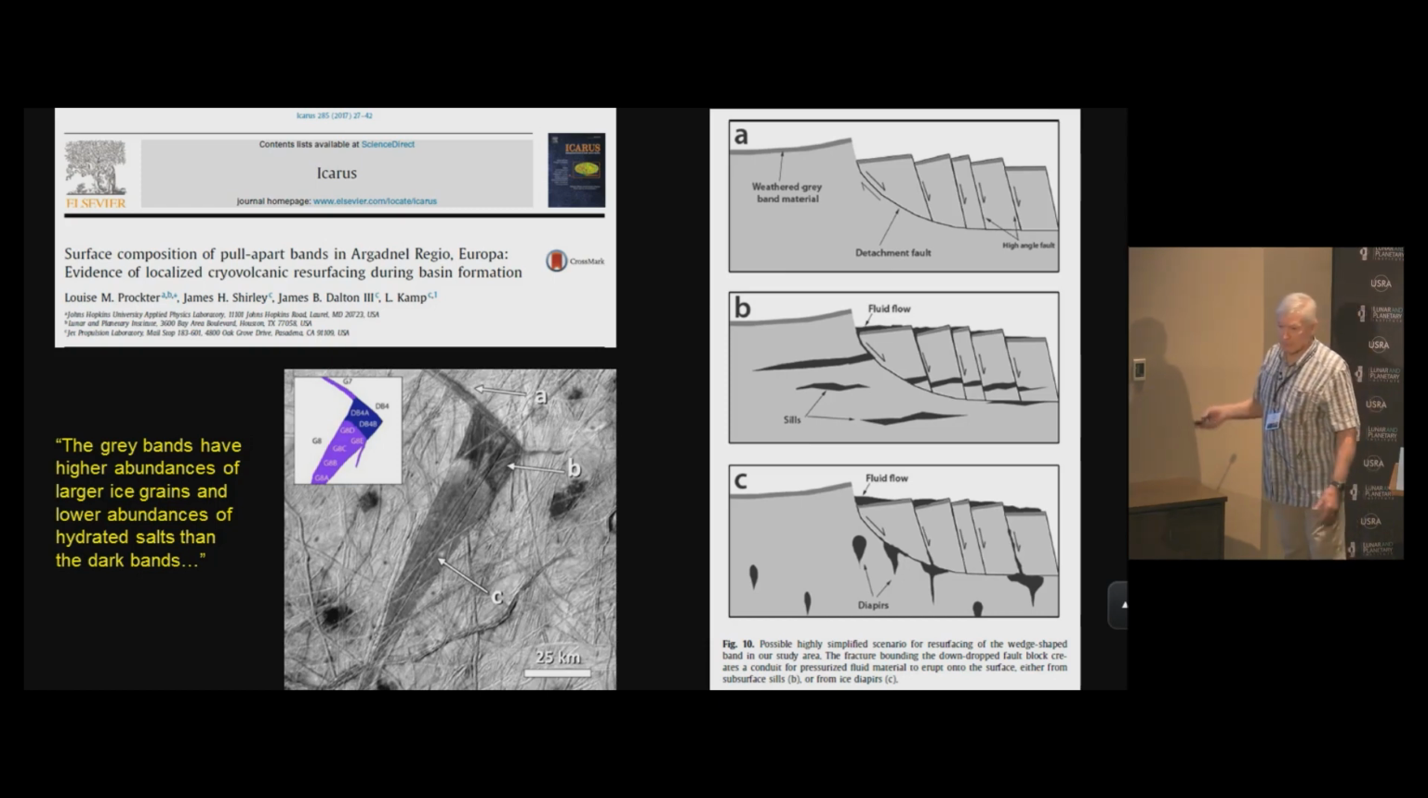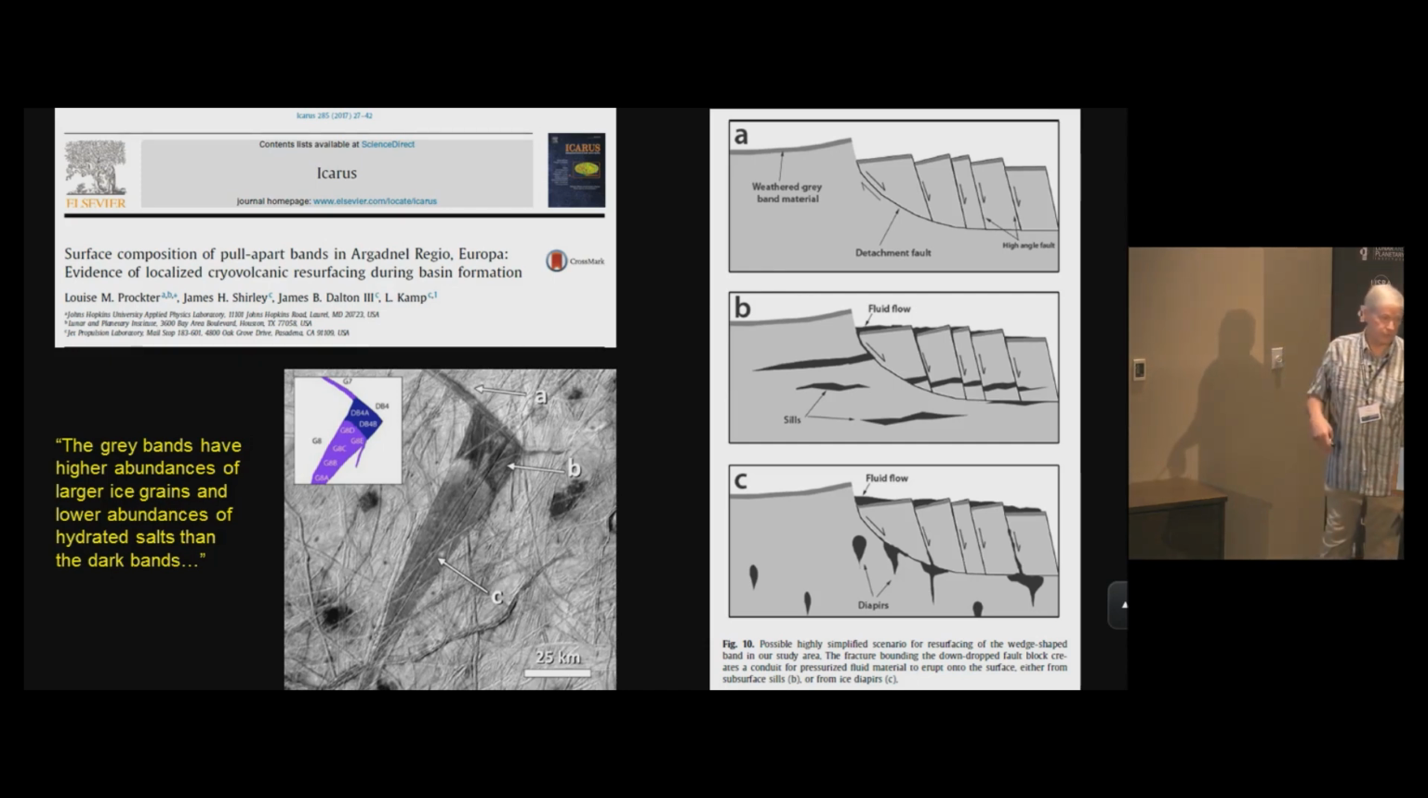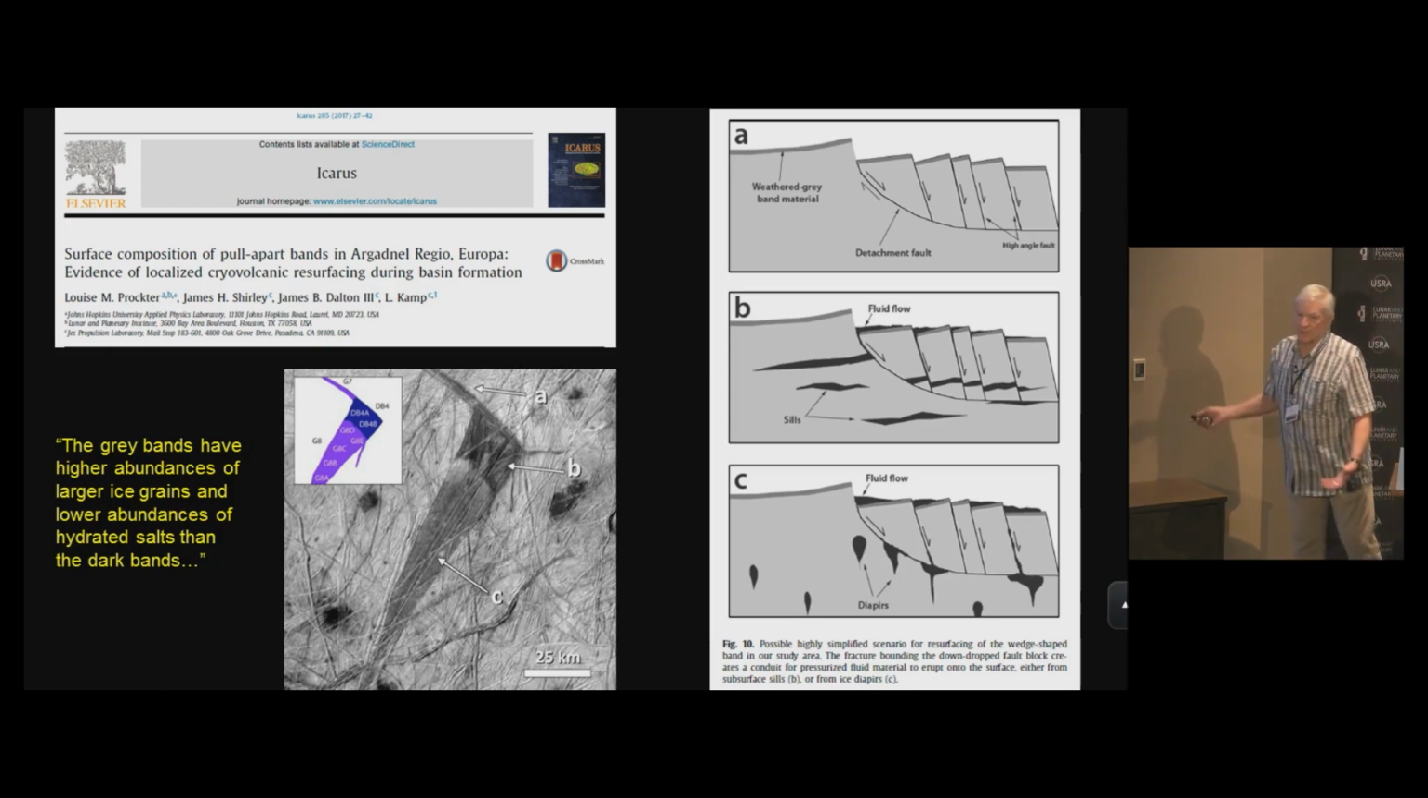And we find, on the basis of composition only, that the gray bands have higher abundance of water ice, or of large grain water ice, and also less of this hydrated salt component, the mirabolite and the magnesium sulfate brine. Traditionally, the gray bands have been interpreted stratigraphically as older than the dark bands. And then we have the anomaly here. So what's going on here? We've got a gray band that's contiguous with a dark band. And the idea is, how do you explain that?